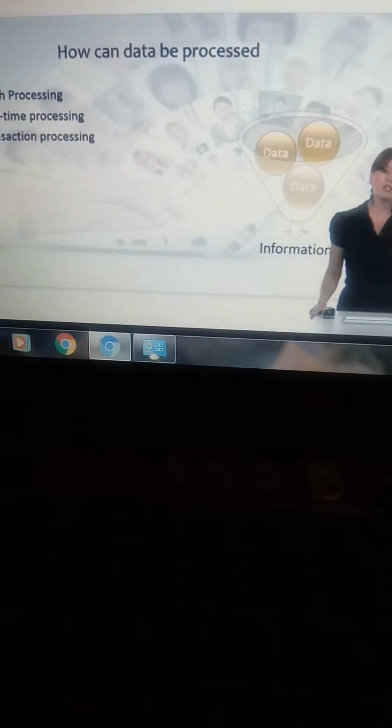So we will distinguish three types of processing: batch processing, real-time processing, and transaction processing. Let's look at each one of those a little bit more in detail. If we do batch processing, what we do is define jobs. And each job indicates data that is needed to do the job, the time period in which it should be executed, and how the data should be processed. What is the goal of processing this data? What do we need to find out? Which information do we need to generate?